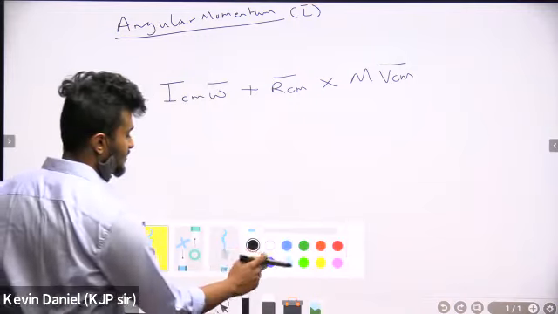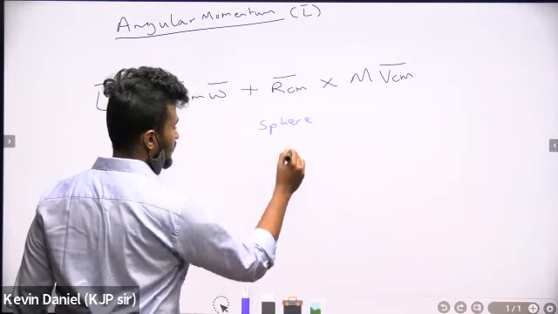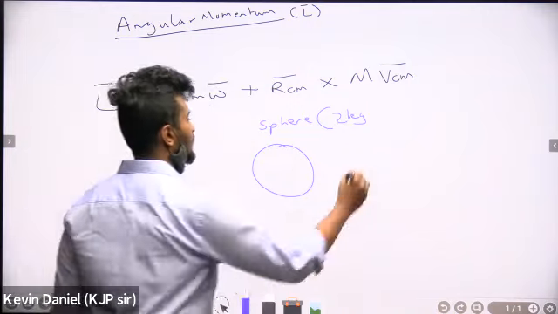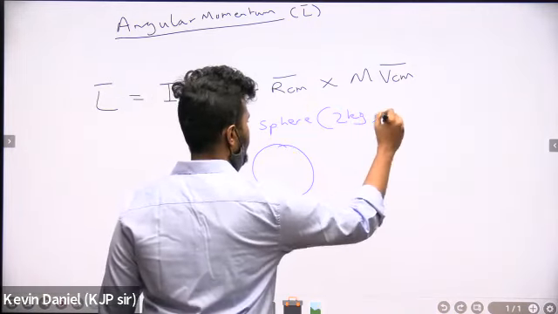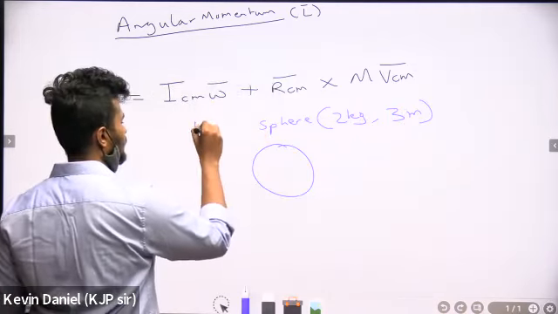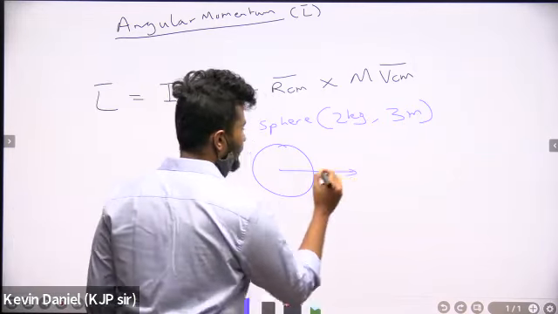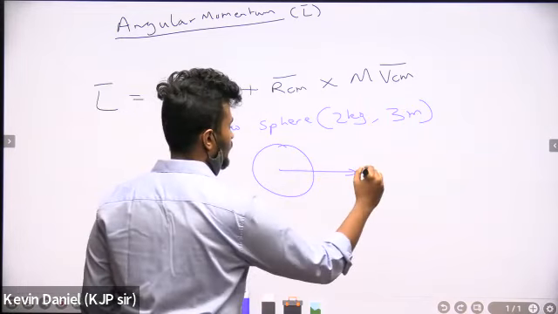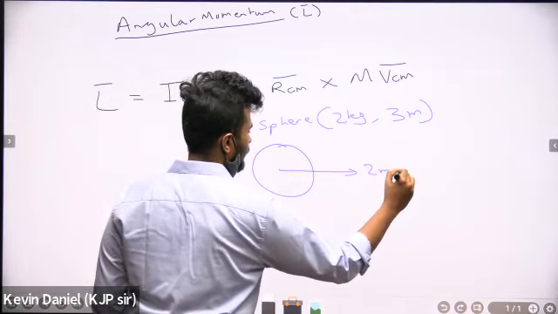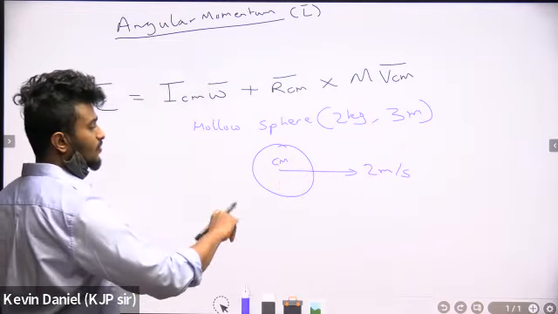So for instance, imagine I have a sphere, and let's say that sphere has a mass of 2 kg and a radius of 3 meters. Let's say this is a hollow sphere, and its center of mass is going in that direction with a velocity of 2 meters per second. So that's your center of mass velocity. And let's say this is rotating as well.